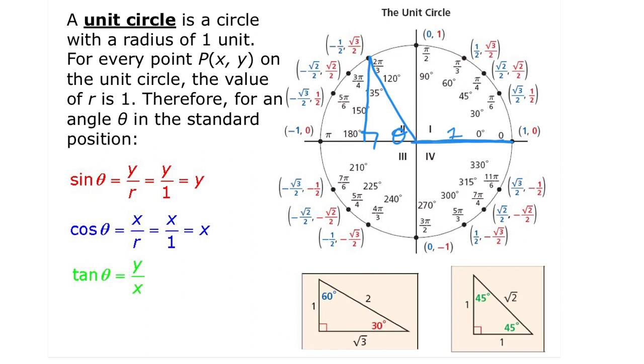Similarly with cosine, cosine is adjacent over hypotenuse. That's going to be the x value, how far left and right the point is, over r, the hypotenuse, which is 1. So it simplifies to just x. So the x value of your coordinate point is the cosine of this angle theta. And now tangent is just going to be your y value over your x value, in other words, opposite over adjacent.